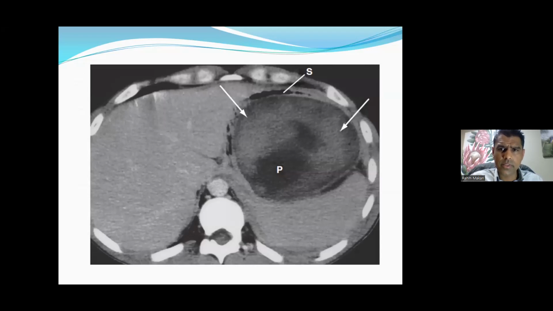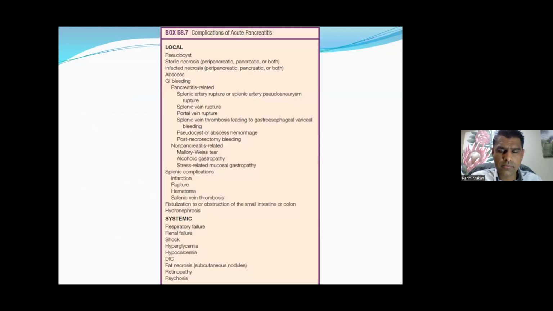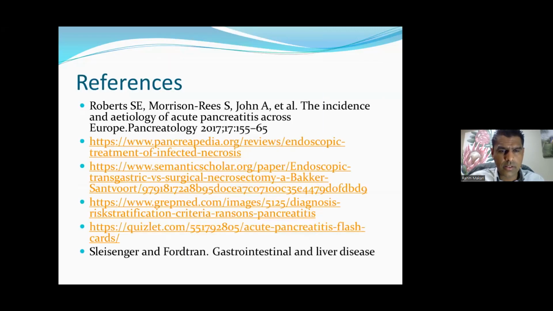So this is a CT scan showing a pseudocyst as well. And this is just a list of complications that can occur. And that's my references, additional references.